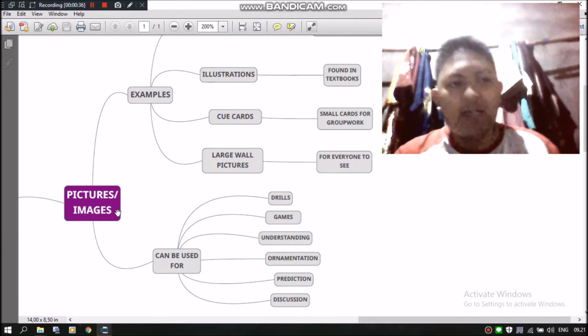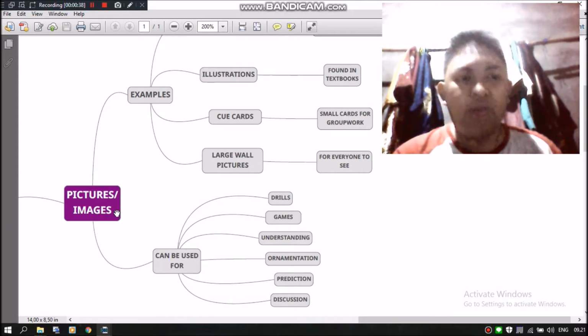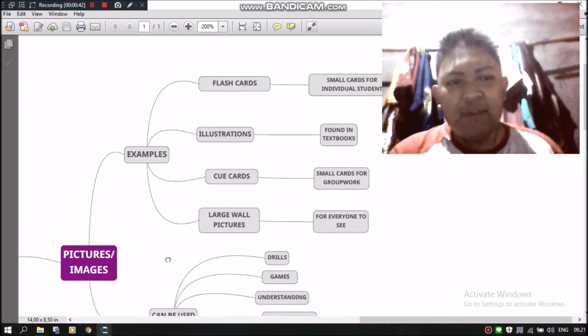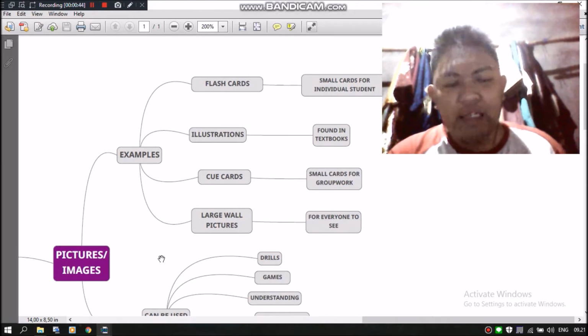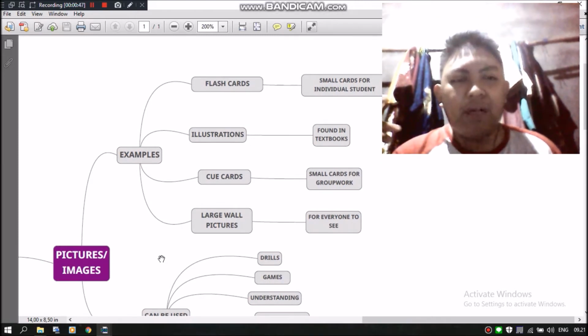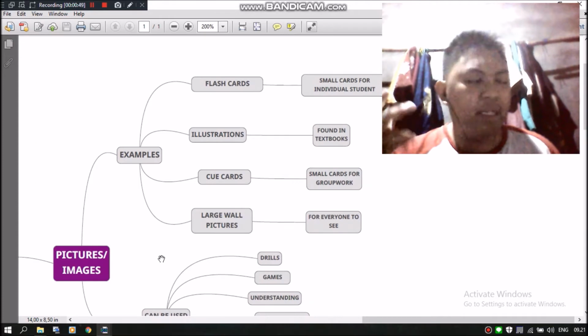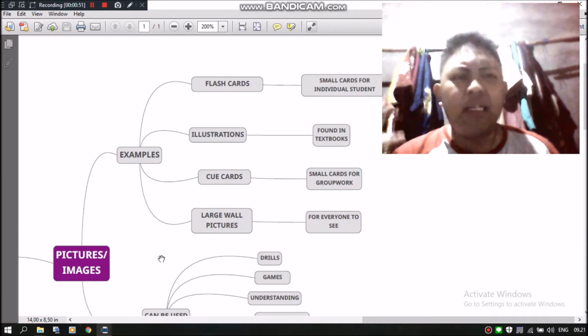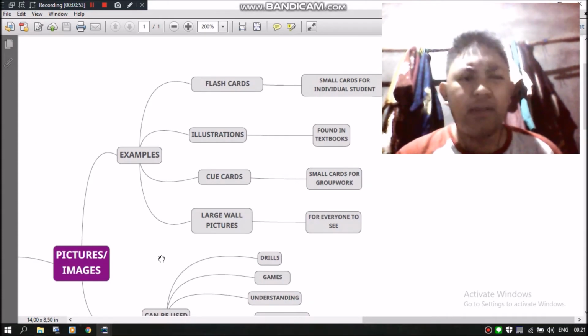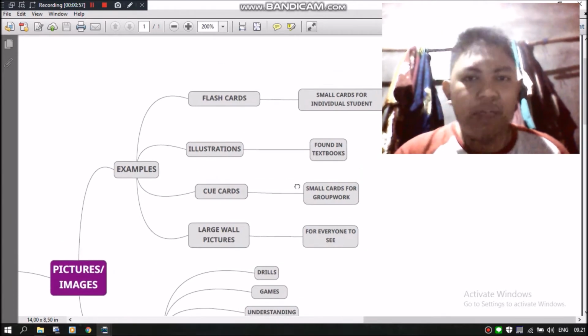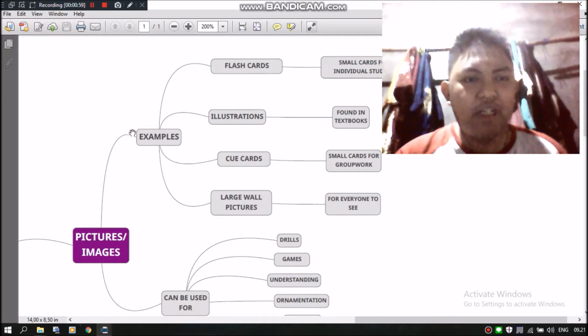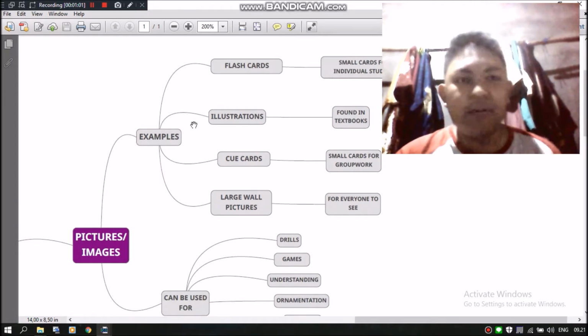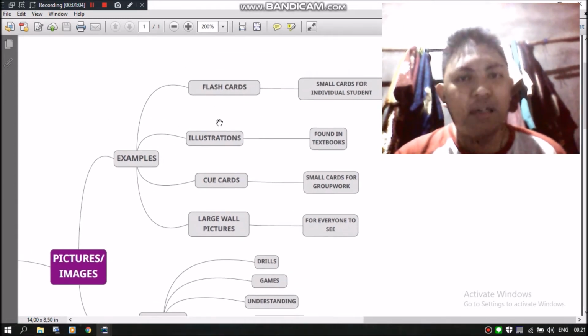Pictures and images are pretty explanatory. It's a drawing or picture or image that can be used by a teacher to explain about the English language or anything. You can use pictures and images to show almost anything as long as you have the pictures or the images. The examples of pictures and images used mainly in classrooms are flashcards, which are small cards for individual students.